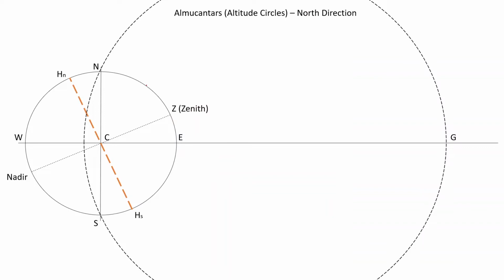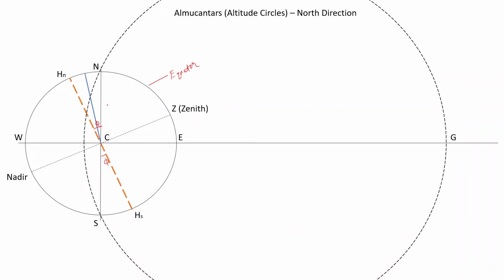Continue from where it was left after projecting the horizon circle which I had shown in the previous video. North horizon is at an angle phi below the north pole and the south horizon is at an angle phi above the south pole for an observer at latitude phi. Let's find out how to draw the altitude circle at an angle A above the horizon.